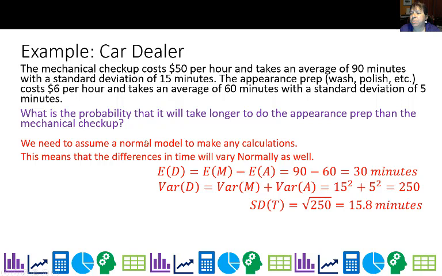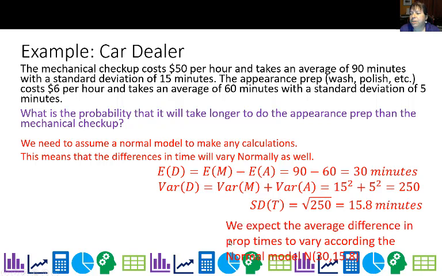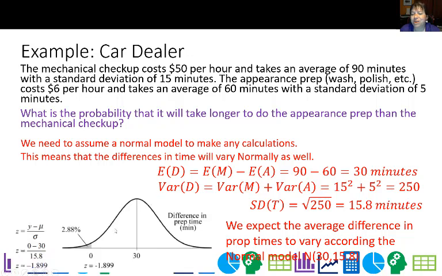Probably it takes longer to do the appearance prep than the mechanical checkup. Well, that means this would be negative, right? So we expect the average difference in prep times to vary according to this normal model, with an average of 30 and a standard deviation of 15.8. So we're kind of jumping the gun here. Here is where that 0 comes in. If appearance takes longer, that means we're looking at 0 and below. So we find the z-score, negative 1.899, and we find this value for our normal CDF or our table, and voila, 2.88% is the probability.